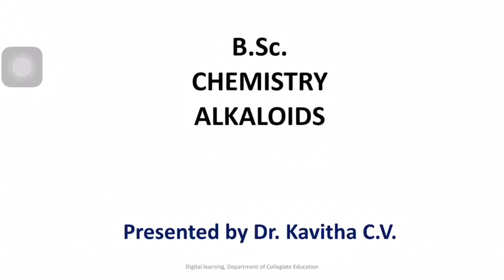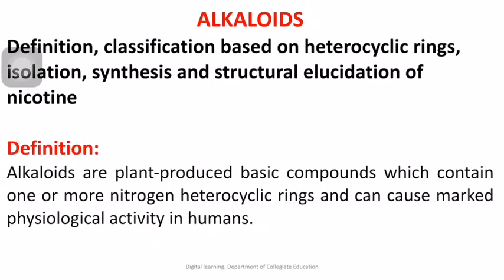In this session, you are going to learn about alkaloids: definition, classification based on heterocyclic rings, isolation, synthesis and structural elucidation of nicotine. Alkaloids, meaning alkali-like, means these compounds are basic in nature. They contain one or more nitrogen heterocyclic rings, and these compounds occur in plants and they exert pronounced physiological action. Moreover, many of these alkaloids are important drugs.